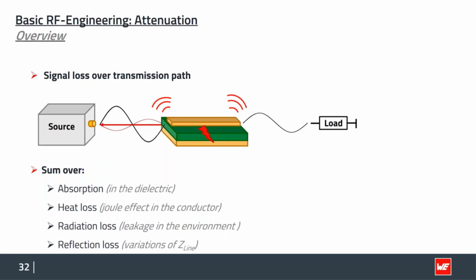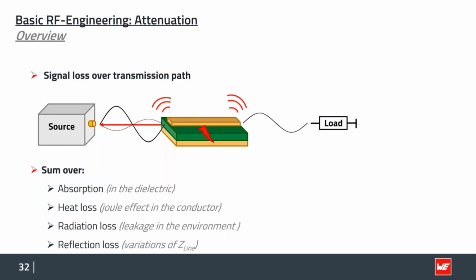And we have radiation loss, so leakage to the environment because of non-perfect shielding, non-well closed SMA connectors, things like that. Slot antennas that we might create somewhere in our design. And we will have reflection losses that are caused by the variations of our line impedance. So by changes of material, changes of geometry, things like this.